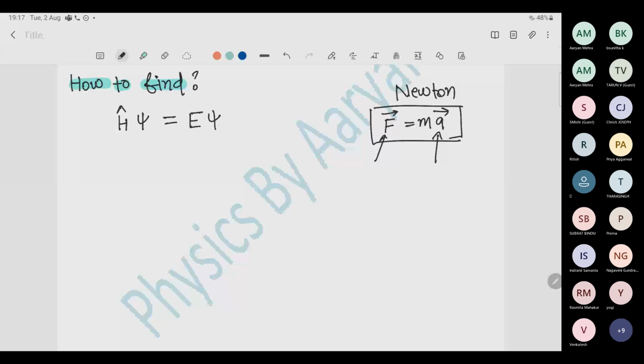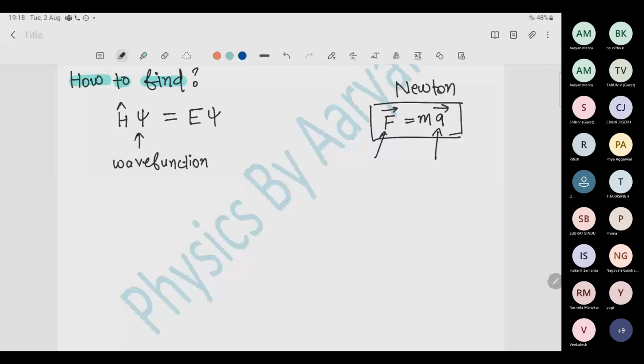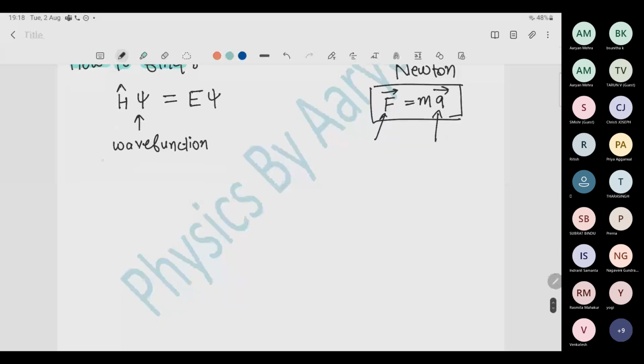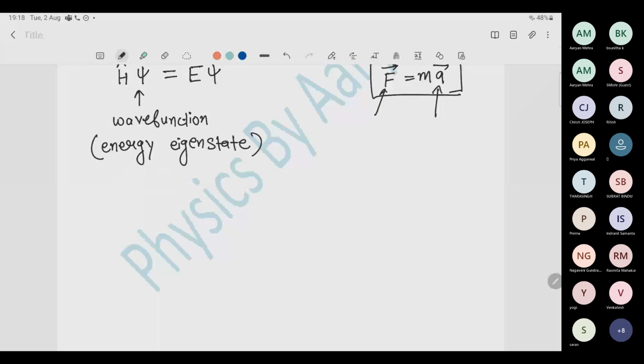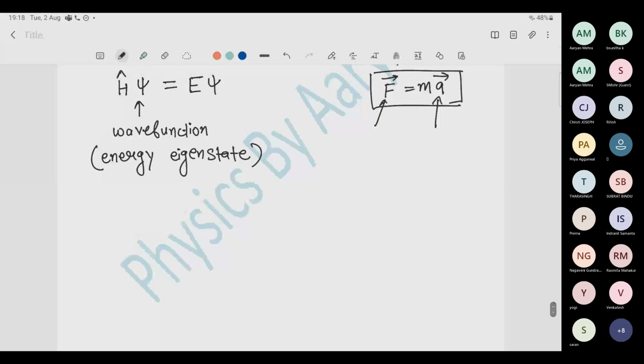Let's break it down. Phi here is actually an eigenfunction or a wave function. I would say that you should not call it a wave function. You should call it an energy eigenstate. Why we are calling it an energy eigenstate, I will explain. H is a Hamiltonian operator. E is a value of energy, and again phi is an energy eigenstate.